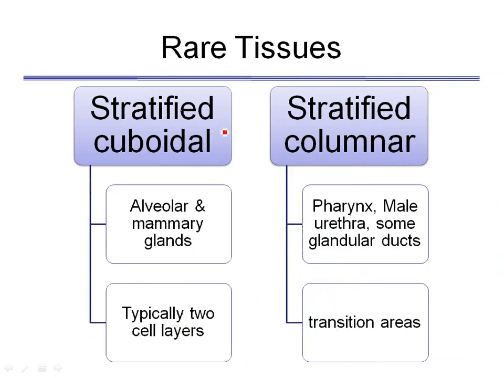Alright, things that are very rare in the body: stratified cuboidal, stratified columnar. Stratified cuboidal, you'll find in alveolar mammary glands. Usually it's just 2 layers anyway. Stratified columnar is in some hit or miss spots, and it's really in transitional layers anyway. If I ask you about tissue, I'm not going to ask you about these 2 because they are rare. So you should spend your time understanding in depth all of the others.